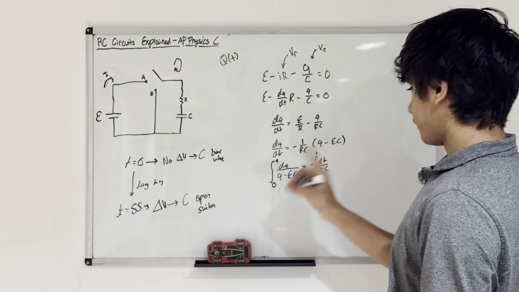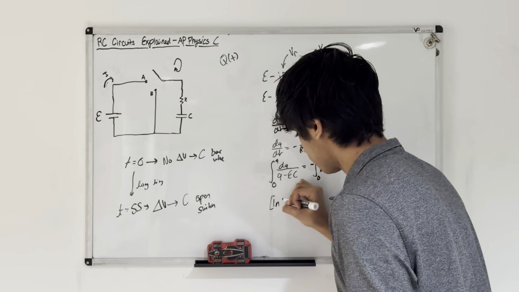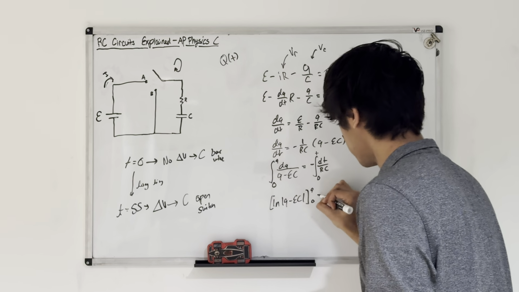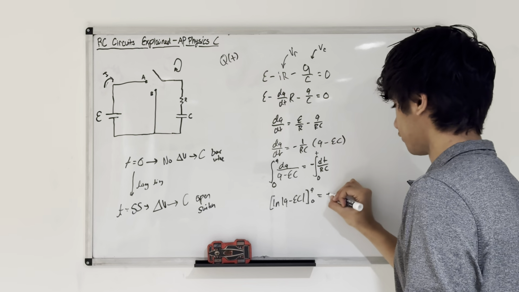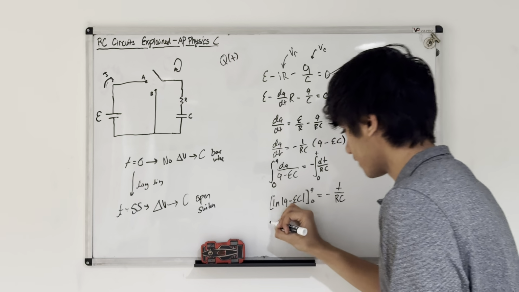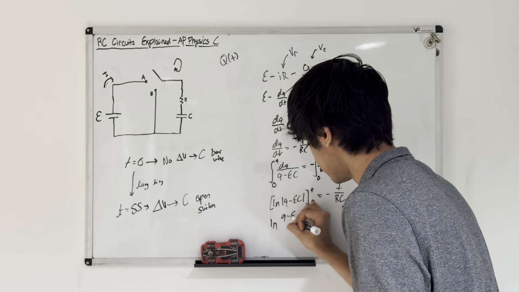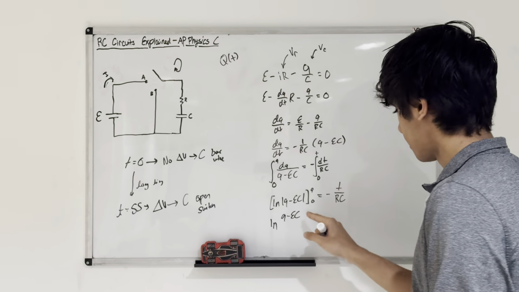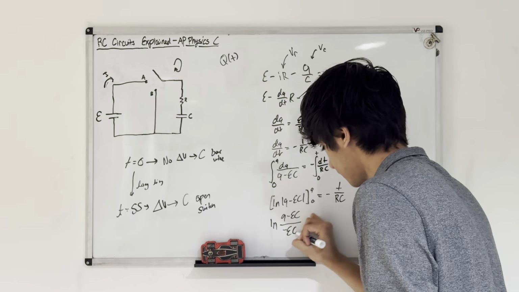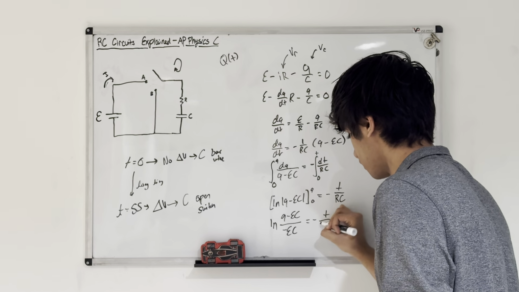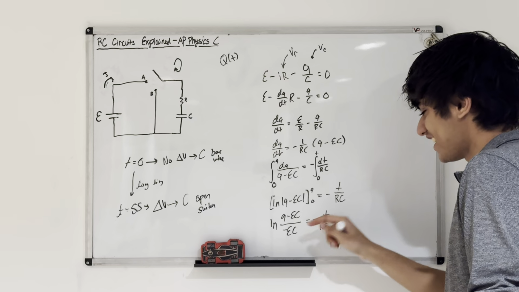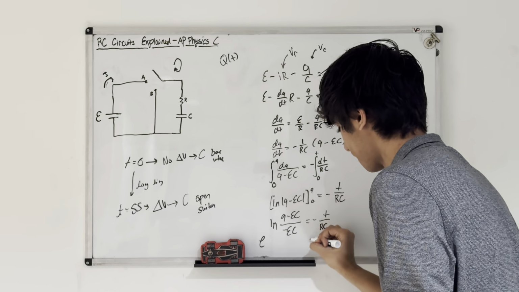Okay? So if we integrate this, this is going to be ln of q minus EC, from q to 0, equals negative t over RC. So this is going to become ln of q minus EC, minus ln of negative EC, so divided by negative EC. This equals negative t over RC. I'll write this here. Okay, and then we exponentiate.